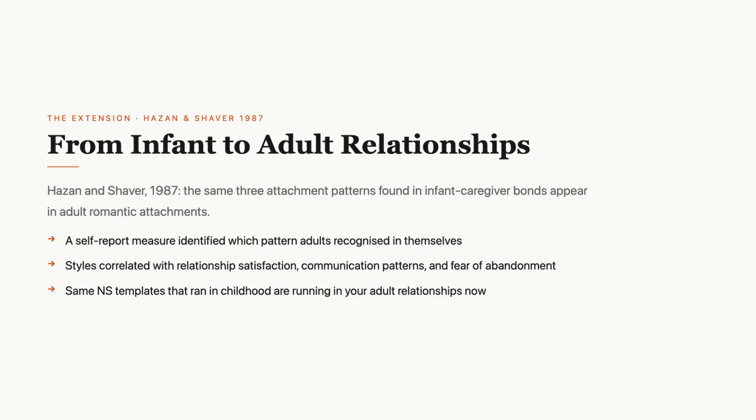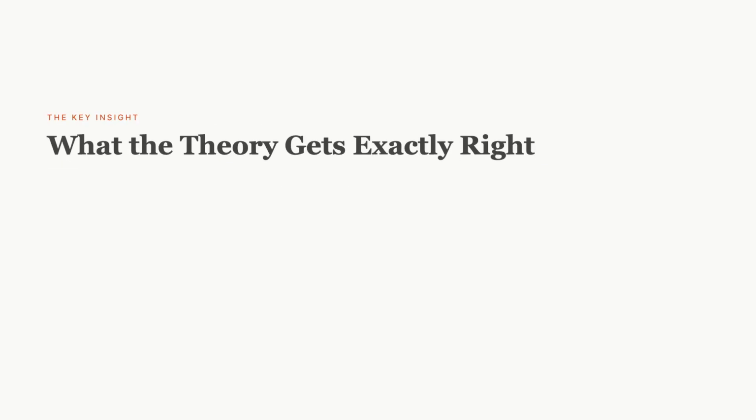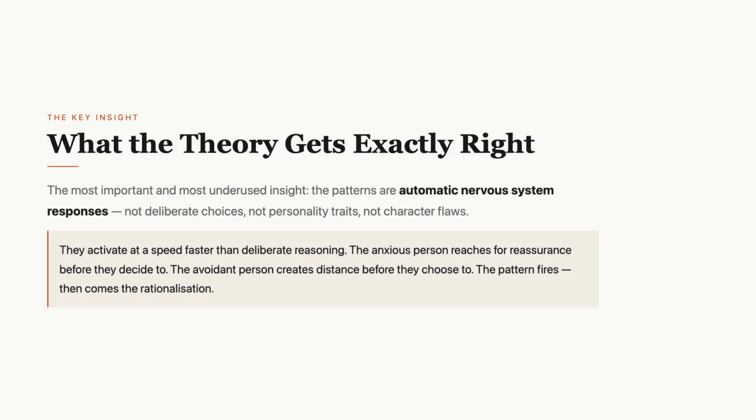The most important and most underused insight in attachment theory: the patterns are automatic nervous system responses, not deliberate choices, not personality traits, not character flaws. They activate at a speed faster than deliberate reasoning. The anxious person reaches for reassurance before they decide to. The avoidant person creates distance before they choose to.